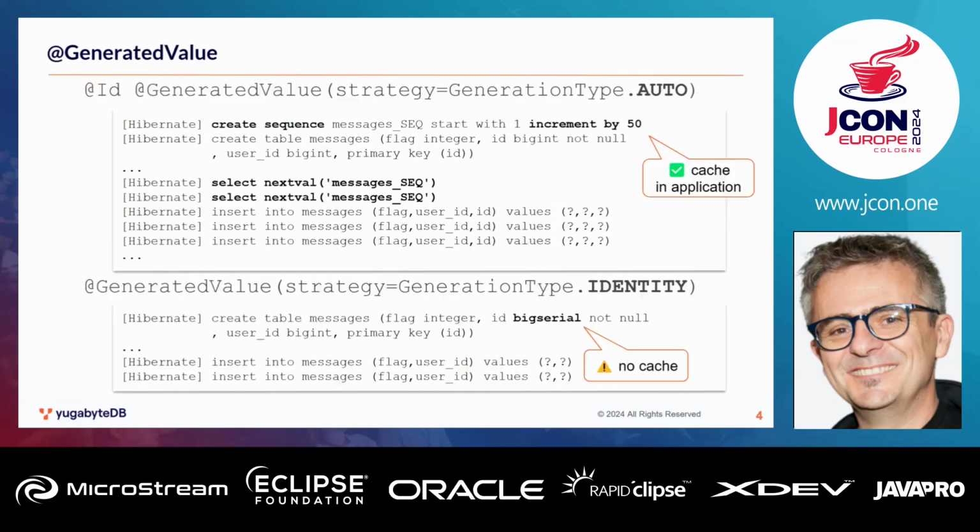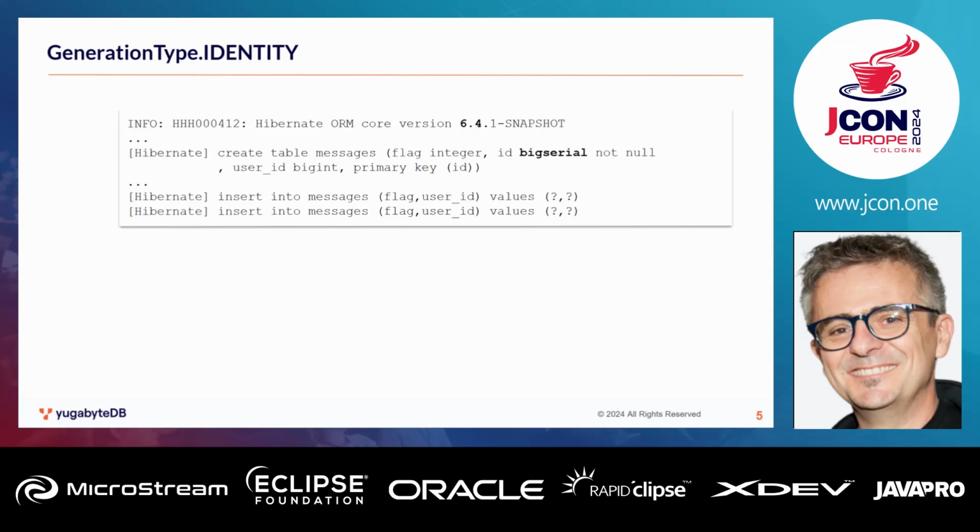It is cached, the range of numbers is cached in the application. If you use identity, the problem is that there is no cache in the application. So you don't have to read the sequence, so that's good. You have fewer round trips to the database, but in the database, it is not cached, depending on your database. In Postgres, by default, it is not cached. In Oracle, I think it caches 10 values. So yeah, it's something that you need to know.